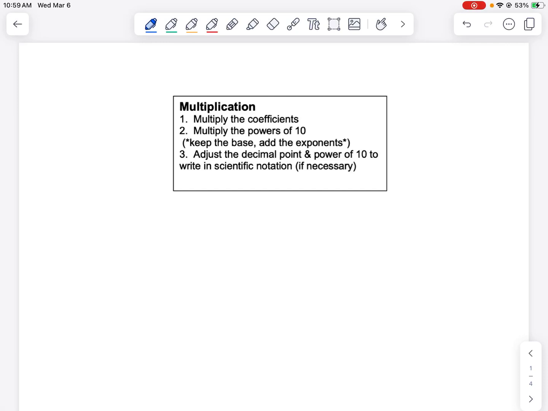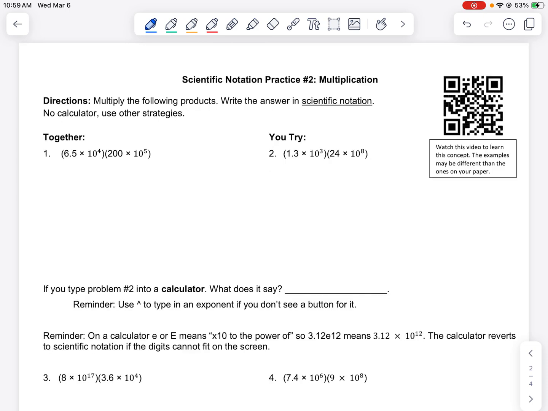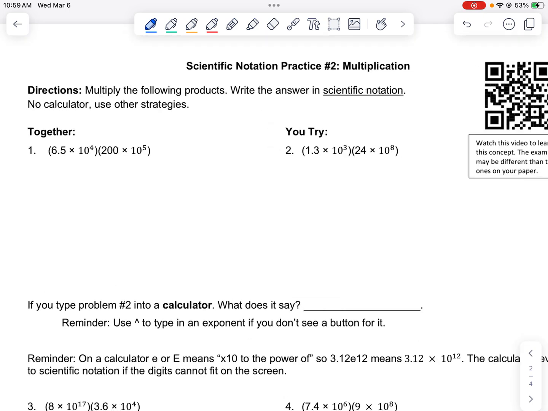In this video, I will show you how to multiply and divide values in scientific notation. Here are steps for multiplying in scientific notation. Multiply the coefficients, multiply the powers of 10, which means keep the base and add the exponents to tell us how many tens there are, and then adjust the decimal point and powers of 10 to write in scientific notation if necessary. I'll do two examples for multiplication.